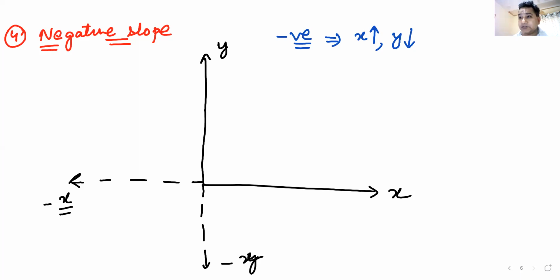X increases, y decreases, not second and fourth, Kartik. X increasing, y decreasing, yes, Chaturya, it lies in the fourth quadrant. Here, the graph will lie in the fourth quadrant. Here, x is increasing and y is decreasing. Are you getting my point? It lies in the fourth quadrant. Am I clear? Okay.